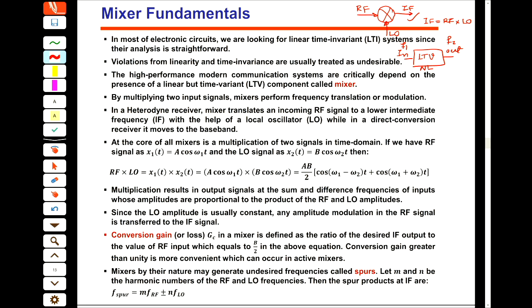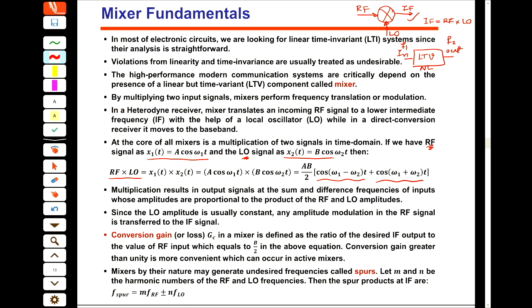How we can implement this in electronics, we will see that if we have a signal X1 and X2, and this X1, for example, is your RF signal and X2 is your LO signal, then the multiplication of these 2 shows 2 components at different frequencies.